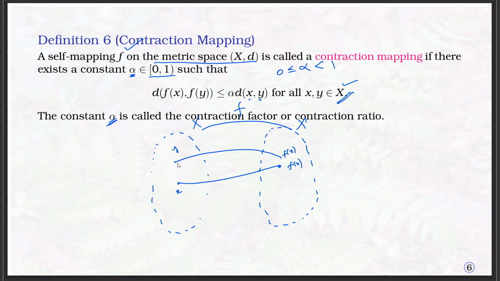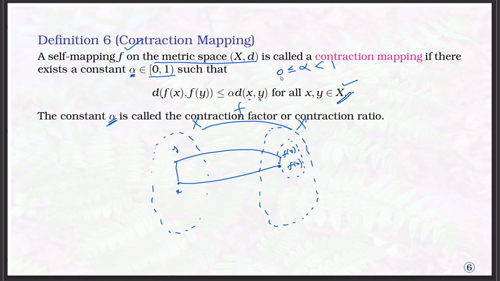Then find the distance between x and y. Find the distance between x and y, and find the distance between the image of x and the image of y. If the distance between these images is less than alpha times the distance between x and y, then we can call this mapping a contraction mapping.